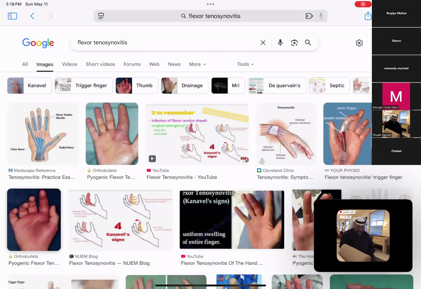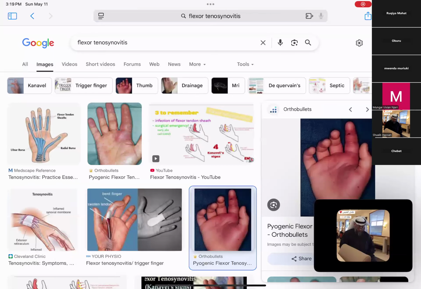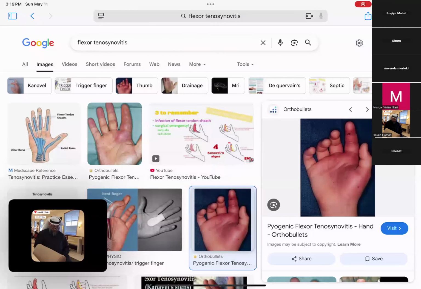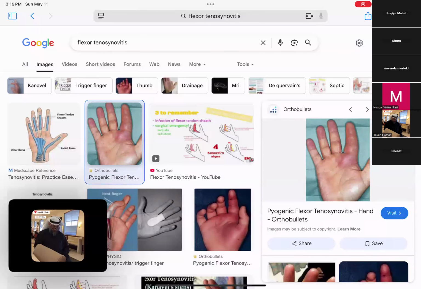Okay, you can see this here. Very important. You can see that the finger has a fusiform swelling, it's held in a flexed position. If you passively extend it, there is pain, and if you touch it, there's also pain. These are known as Kanavel signs. So this is flexor tenosynovitis. Very, very important to know. If you get it early, you can treat it. You can give antibiotics. Otherwise, you need to do incision and drainage.